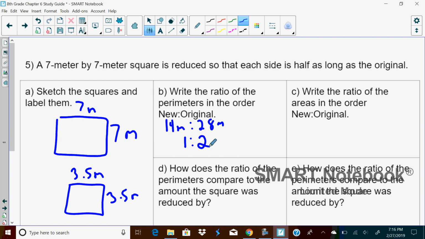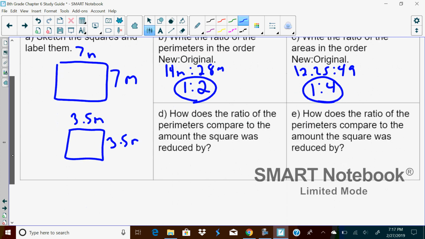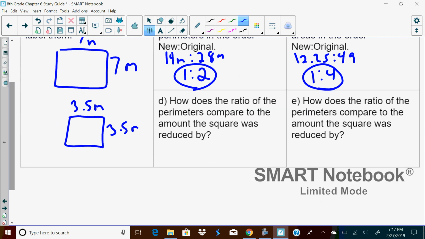Write the ratio of the areas in order from new. So it's 12.25 to 49, which simplifies down to 1/4. Then it says, how does the ratio of the perimeter compare to the amount the square was reduced by? It's equal, reduced by half, ratio is half. And then this mistakenly is the same question. It should have been areas, which would be 1/4, which is 1/2 squared, which would be 1/4.